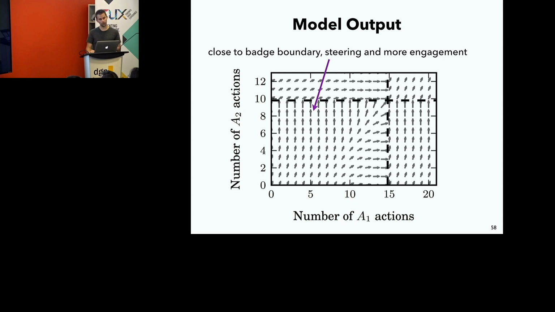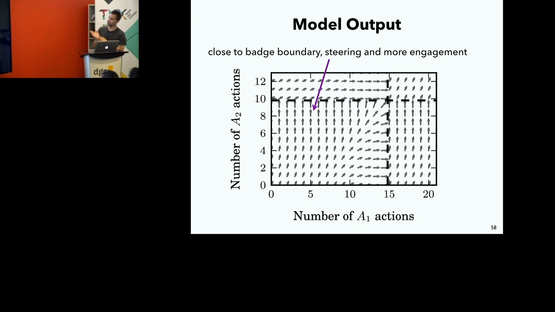But close to badge boundaries, we see two things. One is steering. So the direction of the arrows is actually diverting towards the badge boundary, right? So this is basically like, almost looks like the badges are sort of magnets, and the human behavior is like these iron filings. It's like lining up with these magnets.